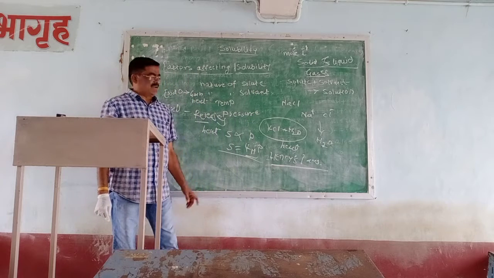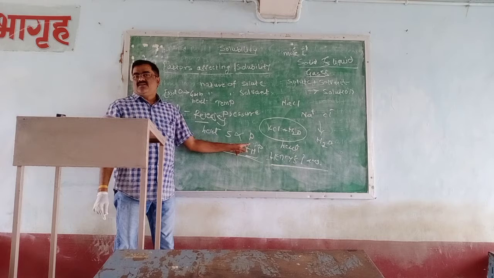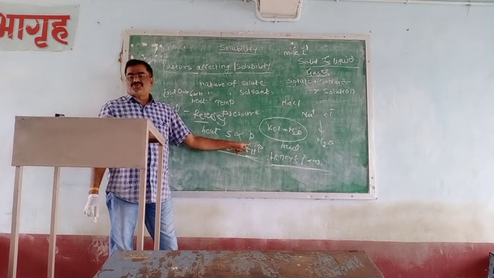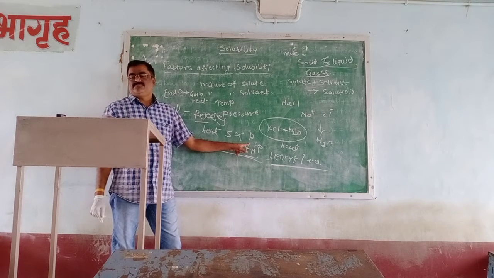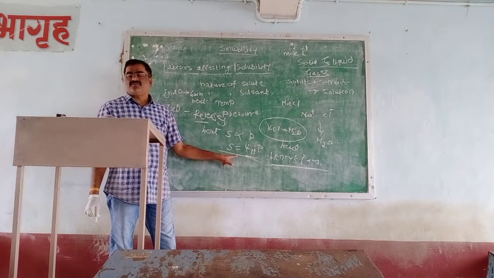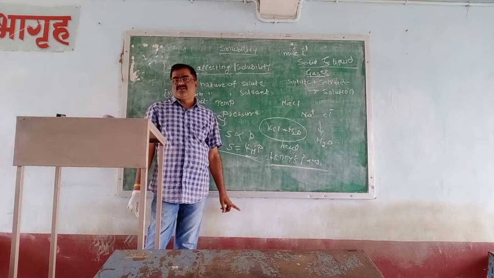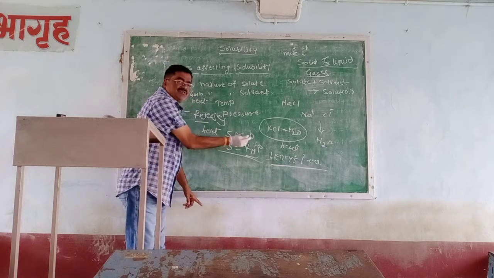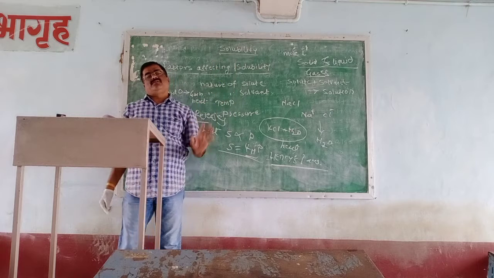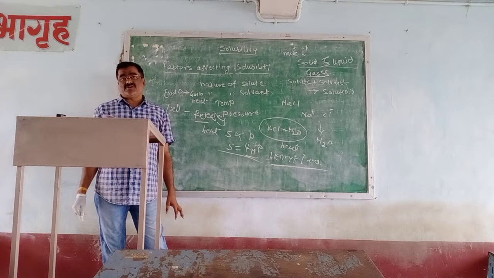There is a direct relation between solubility and pressure. This law states that the solubility of a gas in a liquid is directly proportional to the pressure of the gas over the solution. As the pressure increases, the solubility of the gas in liquid increases. It is directly proportional.